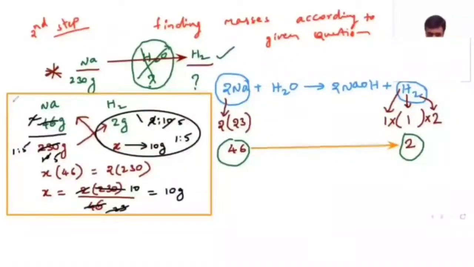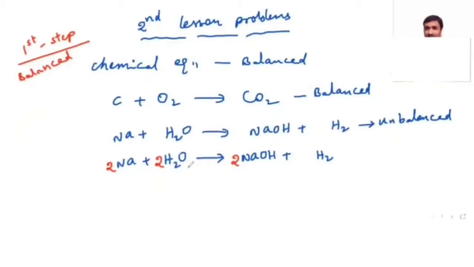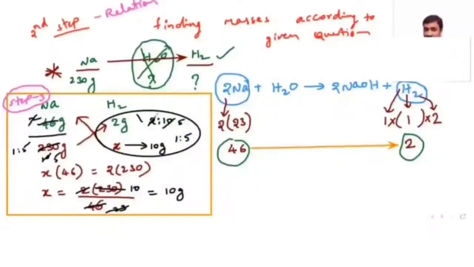Then we'll go for the next step. Here the third step is completed. So step 1, step 2, step 3 completed. What is step 1? Checking the equation: is it balanced or not? If it is an unbalanced equation, make it a balanced one. That is your first step. Then the second step is finding the masses and identifying the relation. Next, the third step is finding the weight of the product or requirement that the question has given you, according to the question.